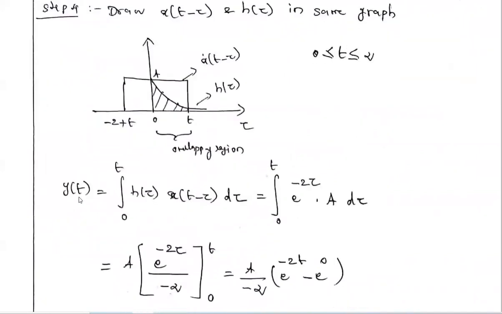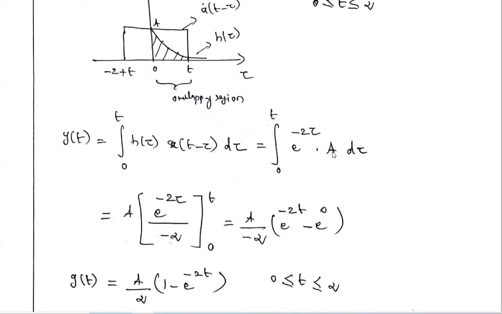So what about the y of t integration? The overlapping region limit is 0 to t, h of tau, x of t minus tau d tau, which is equal to the integration from 0 to t. What is the h of tau formula? The h of tau is A e power minus 2 tau. And x of t minus tau has the constant amplitude A. So A into d tau. Here A is a constant, so you take it outside. And if you integrate e power minus 2 tau, it gives e power minus 2 tau divided by minus 2.